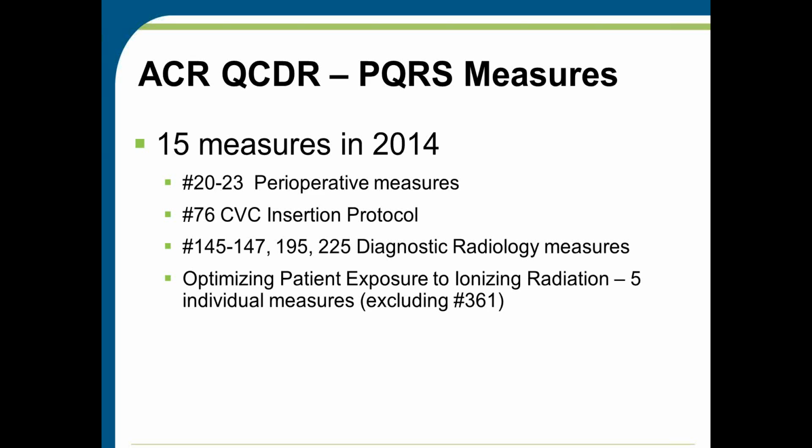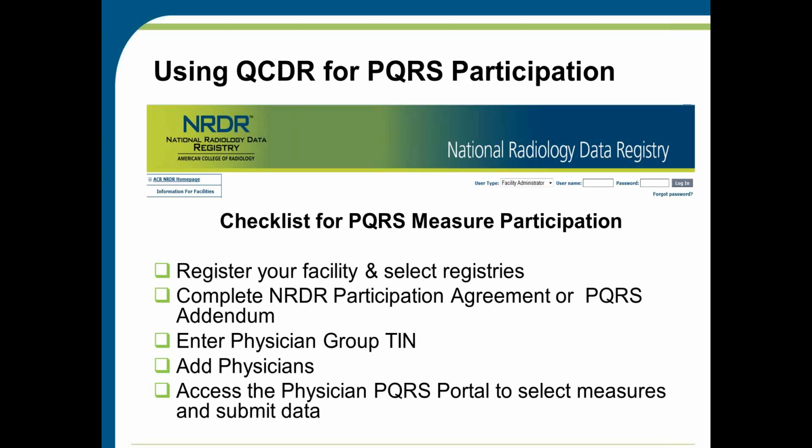So it's a very simple checklist. You need to register your facility, which will allow you to select which databases you want to pull measures from. We need an agreement on record that allows us to collect your data. You need to enter some information about your TIN and about your physicians. And then there are a series of steps by which your physicians can access their own data, provide measures data, and monitor what goes to CMS. So the rest of the presentation will essentially walk through what it takes to get through this checklist.